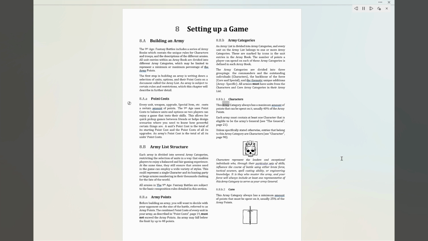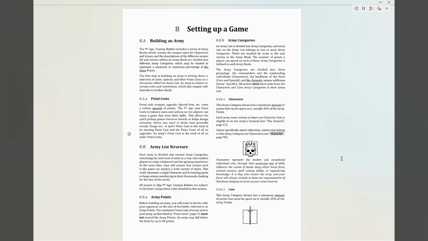Characters. This army category always has a maximum amount of points that can be spent on it, usually 40% of the army points. Each army must contain at least one character that is eligible to be the army's general. See the general, page 21. Unless specifically stated otherwise, entries that belong to this army category are characters.